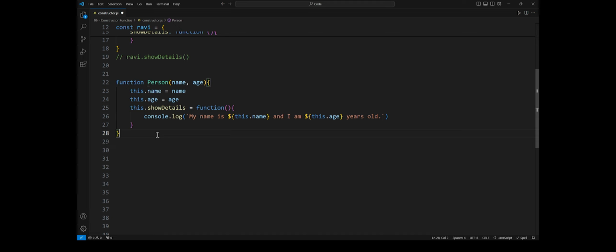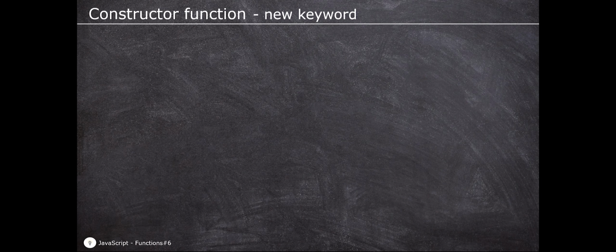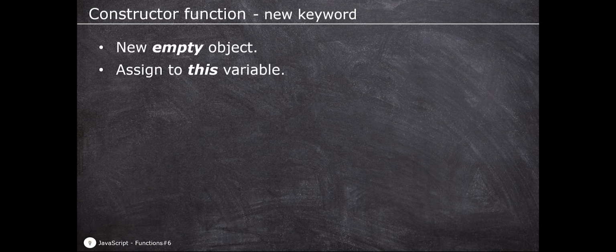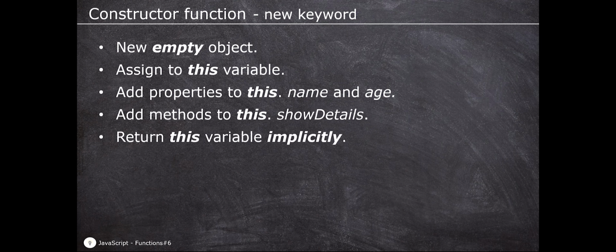And to create a new object, we have to use the new operator while calling the constructor function. In this code snippet, I create a new object by the name of amit and call the showDetails function using the dot notation. When I create a new object, JavaScript performs the following activities. It creates a new empty object and assigns it to the this variable. Adds the properties to this variable. In our example, it is name and age. Adds a method to this variable. In our example, it is showDetails. And finally, the function returns this variable, which is an implicit statement.